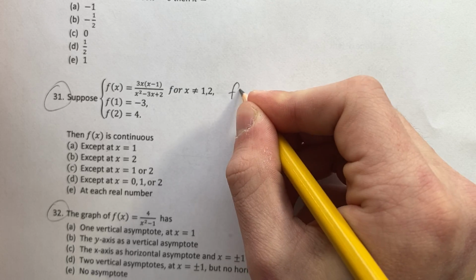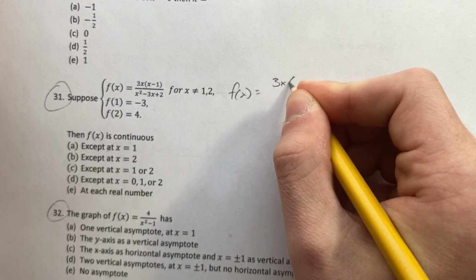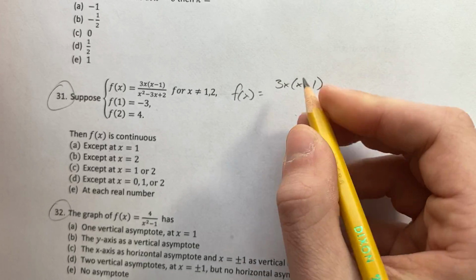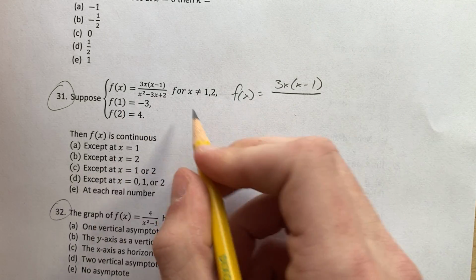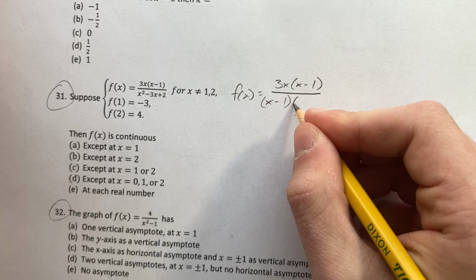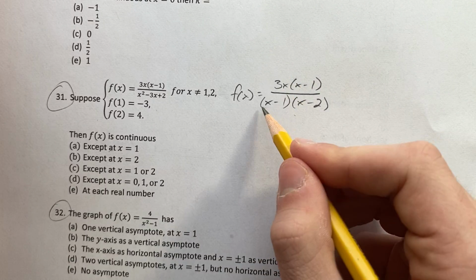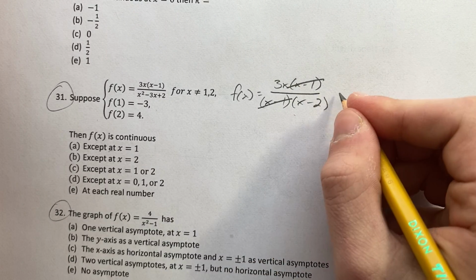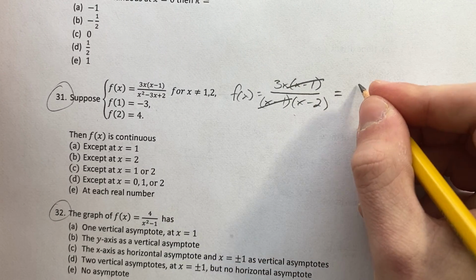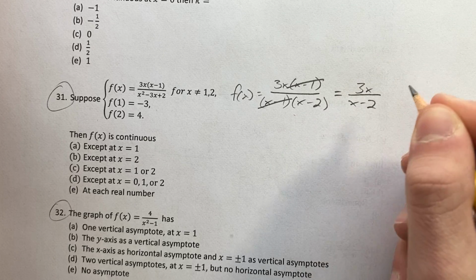So I'll take f of x equals 3x times x minus 1, over, in this bottom section, a little bit of factoring magic, it's going to be x minus 1 times x minus 2. And what's good is you can cancel these two out. So at most values, it's going to be 3x over x minus 2.